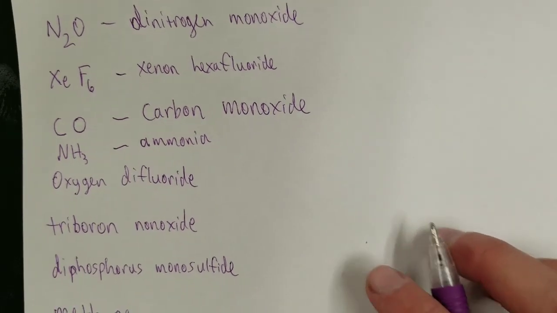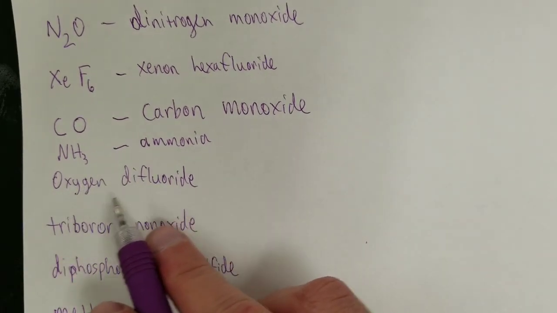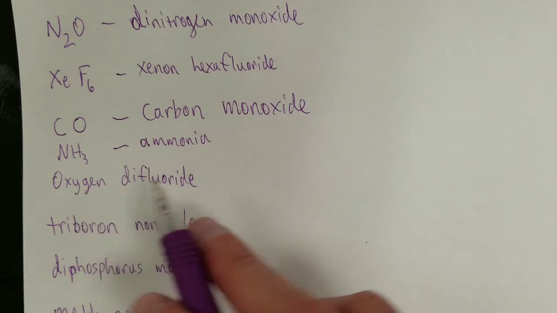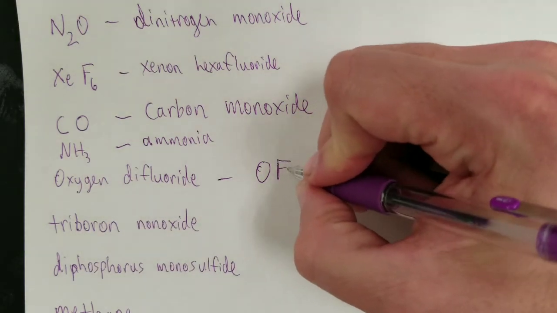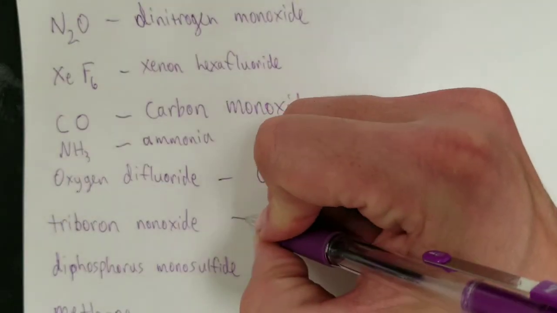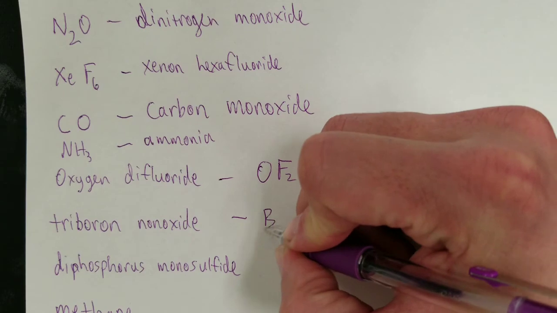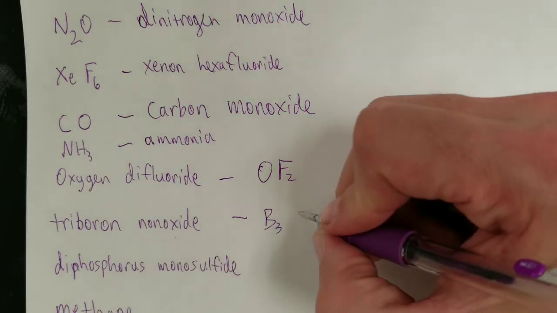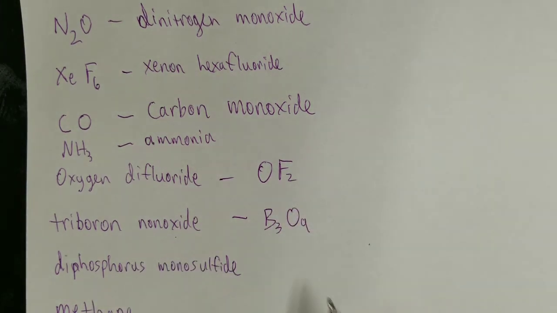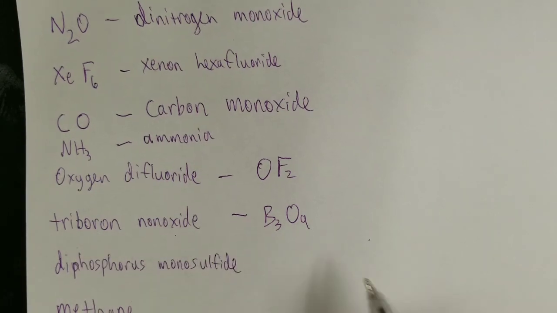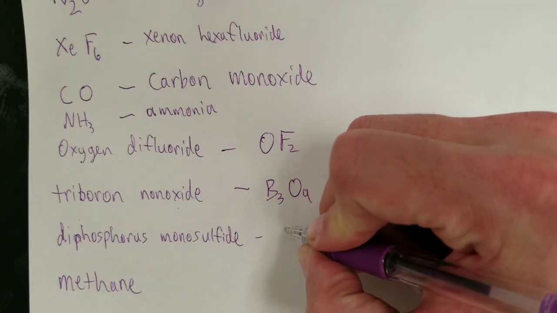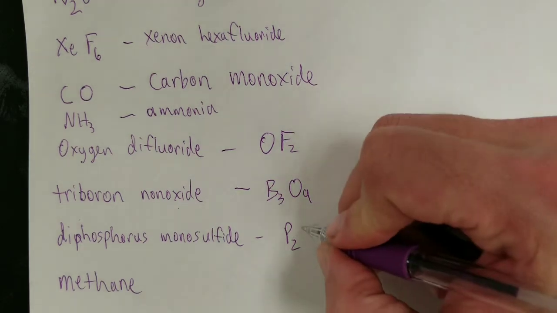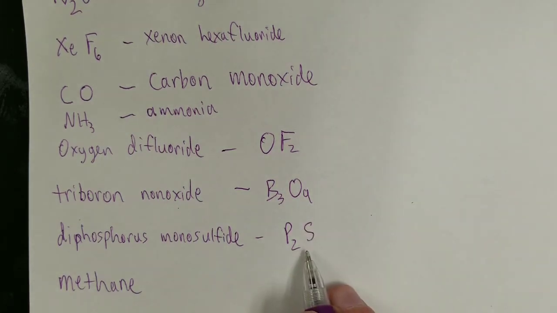All right, now for these other ones, if you are given the name, just write the formula that it tells you to write. Oxygen difluoride, that means you're going to assume there's one oxygen and 2 fluorines. Triboron nonoxide. Tri means 3, so 3 borons, nonoxide, 9 oxygens. Don't reduce. It said there's 3, put 3. It said there's 9, put 9. Leave it as it is. Diphosphorus monosulfide, 1 sulfur.